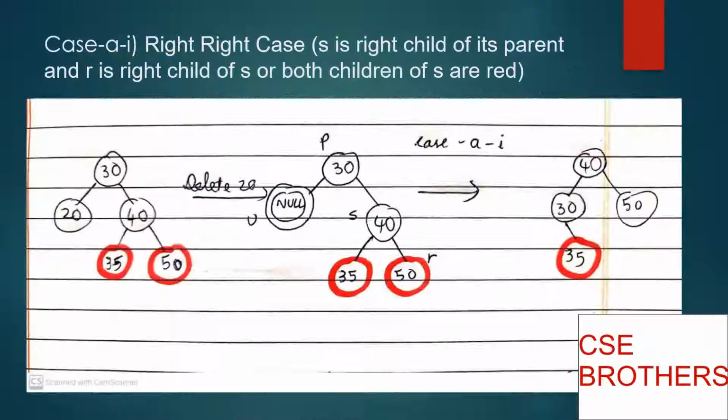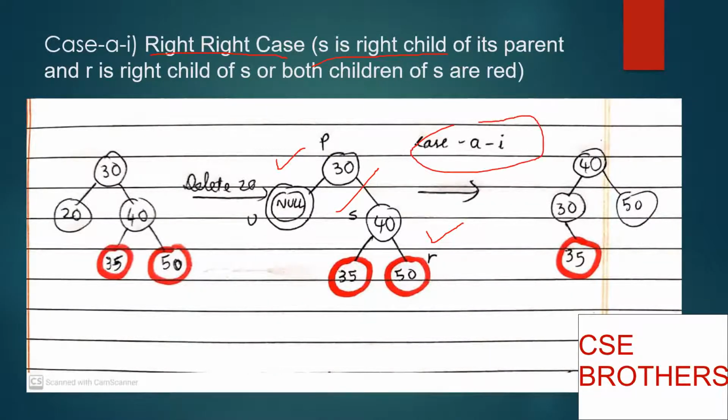So the first case that we are thinking about is the right right case. We call it right right case because the sibling S is the right child of the parent and R is the right child of S. So sibling S over here is the right child of the parent and the red node R will be the right child of S. So what we'll do over here is first we'll delete the node 20 and we'll make the node U double black, and then this will be the first case A-I.